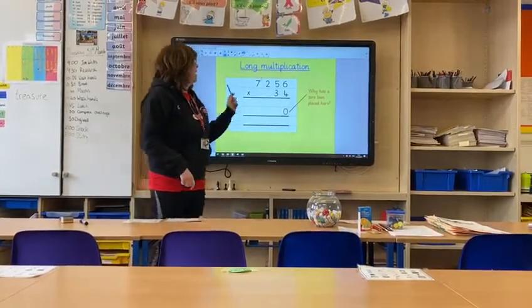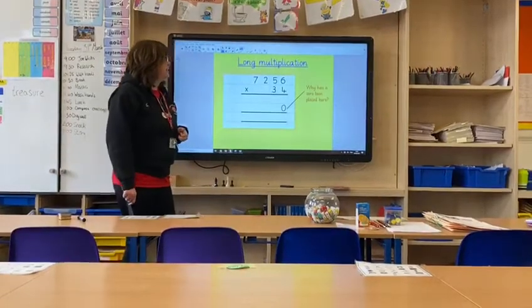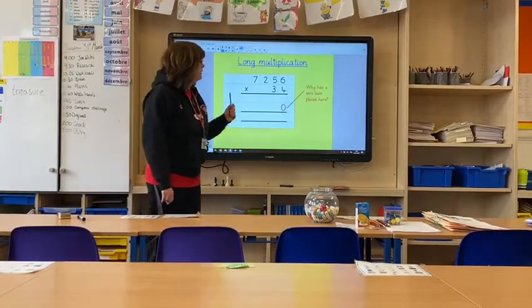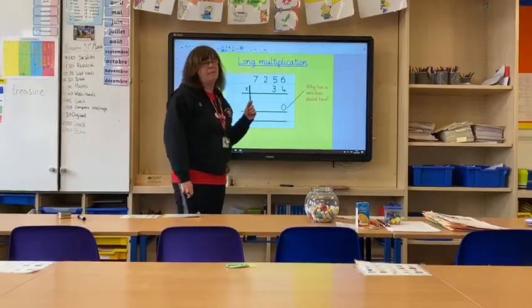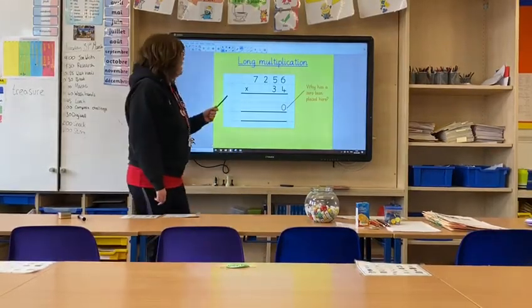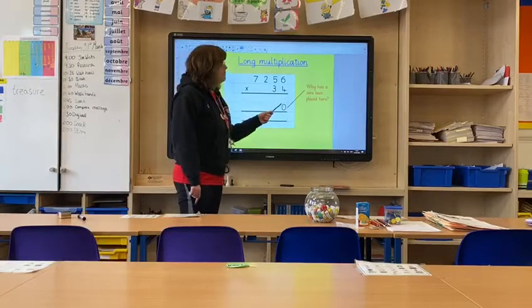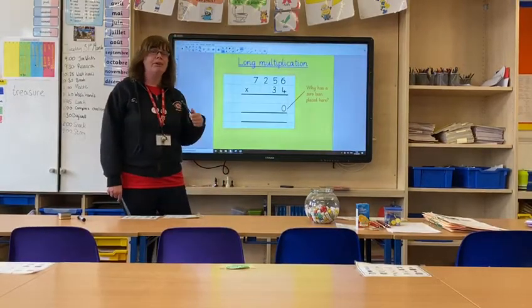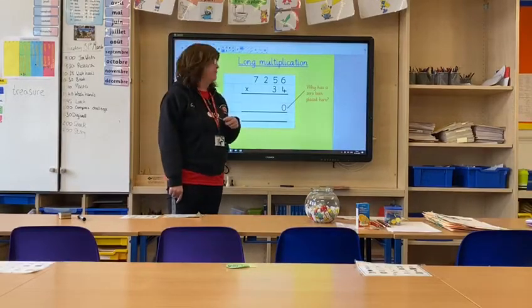So, I've set out my long multiplication like this. I can probably hear you right now shouting at the computer because I've put my zero in there. I've put that in there because I will be multiplying by a 10. That's a key fact that we need to remember. For the first few slides, I've put it in there for you.